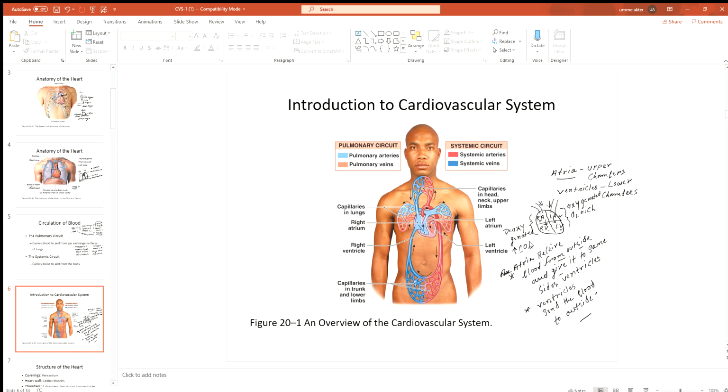So you need to remember three things. Right side contains deoxygenated blood, less oxygen, more carbon dioxide, and left side contains oxygen rich or oxygenated blood. So that is one thing you need to remember. Atria receive the blood from outside and give the blood to the same sides ventricle. And last thing you need to remember, ventricles pump the blood to the outside of the heart. So if you remember these three things, then everything will be very clear.